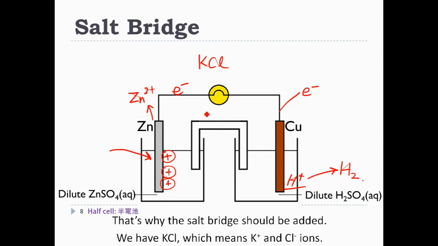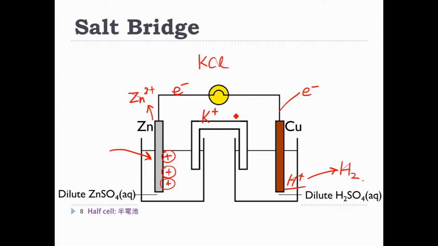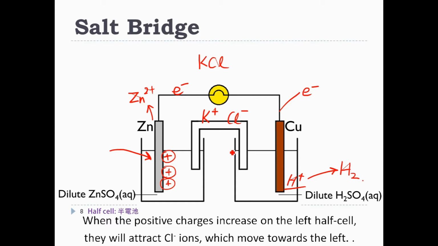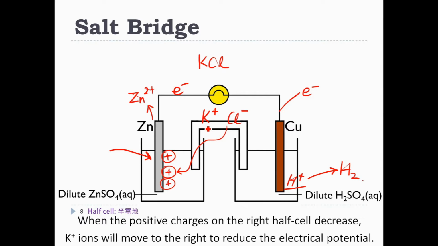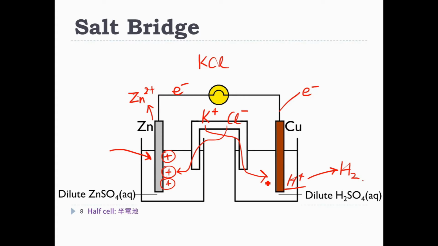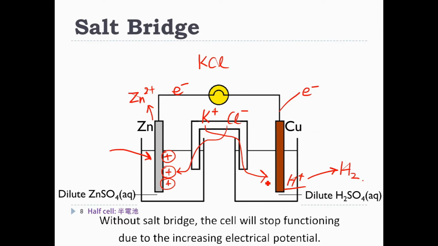We have KCl, which means K+ and Cl- ions. When the positive charges increase on the left half cell, they will attract Cl- ions, which move towards the left. When the positive charges on the right half cell decrease, K+ ions will move to the right to reduce the electrical potential. Without salt bridge, the cell will stop functioning due to the increasing electrical potential.